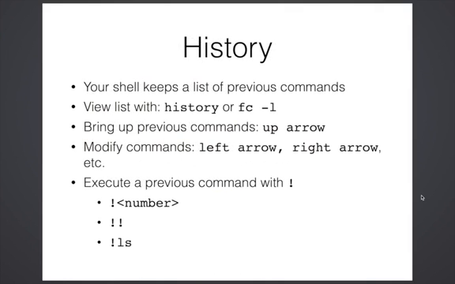So the shell does keep a history, modern shells anyway, to keep a history of the commands that you've typed. And that, of course, would be pretty useless without being able to look at that list and use that list. So they provide a command called history. History is actually a built-in alias for a command called fc.